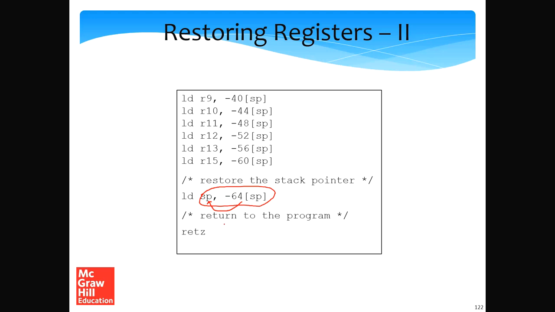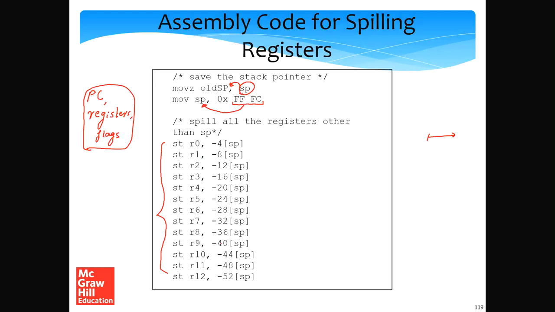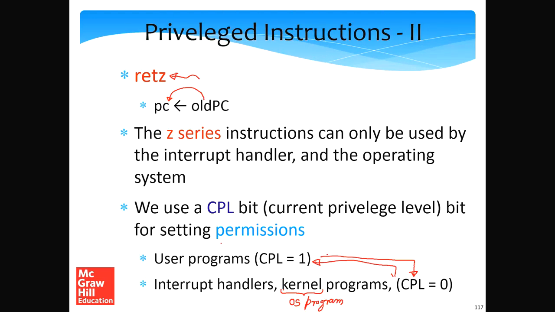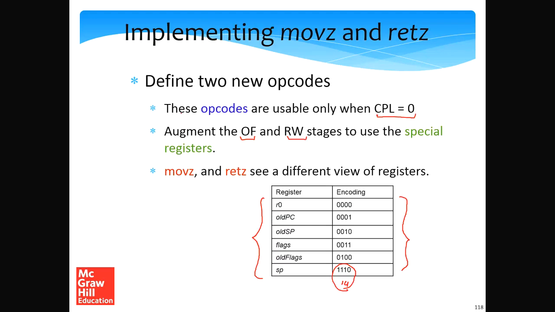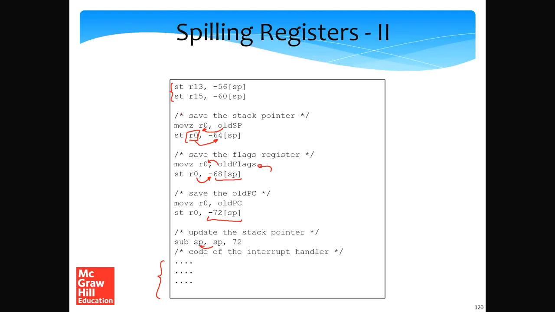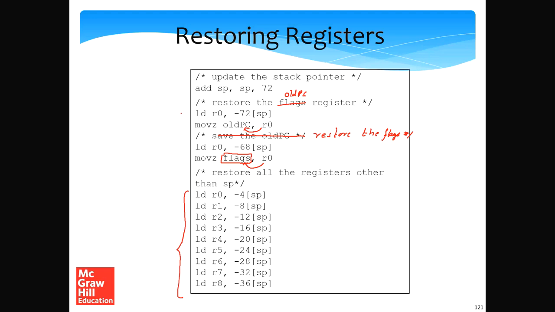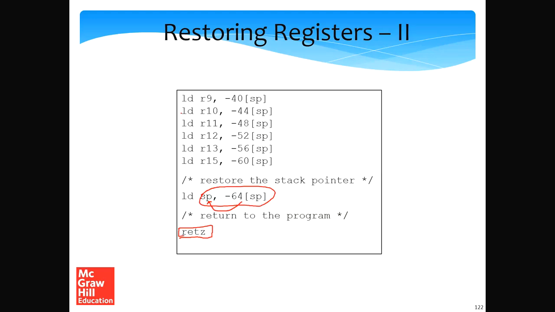So now that we are all done, and our old PC has been loaded, we can execute the retz instruction, which will basically do what? The retz instruction will transfer the old PC to the current PC. It will start execution of the original program at the CPL level of 1. All right. So that's what it's going to do.